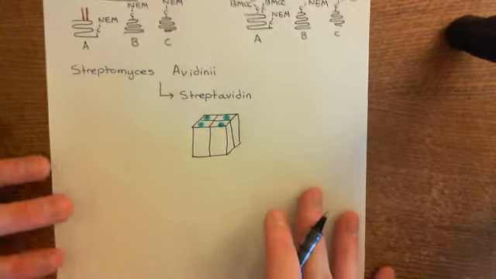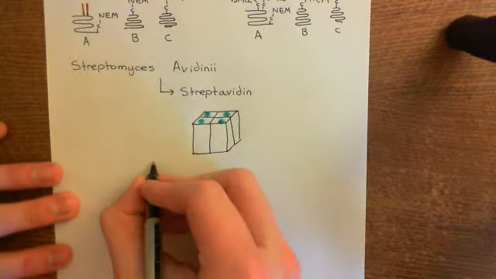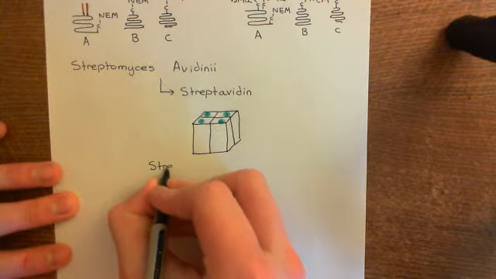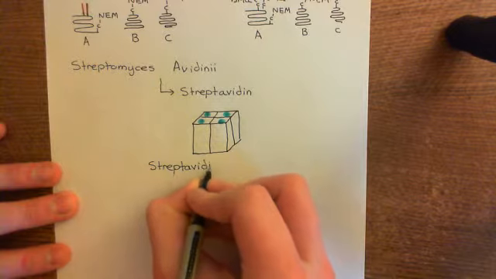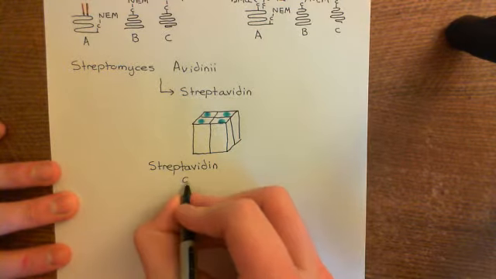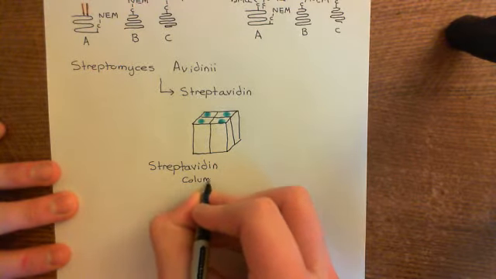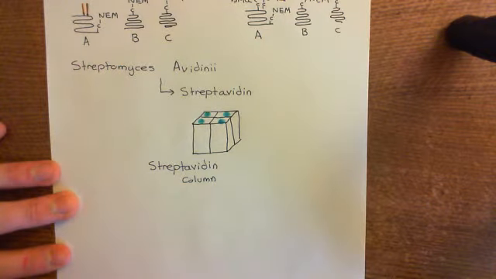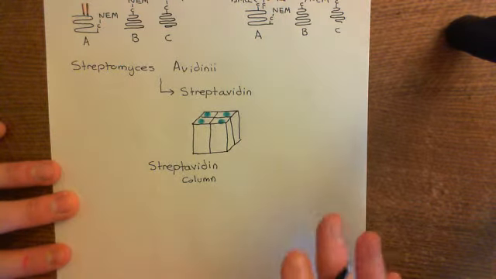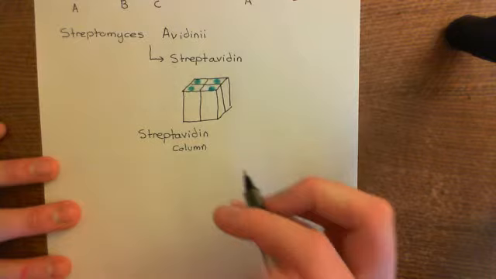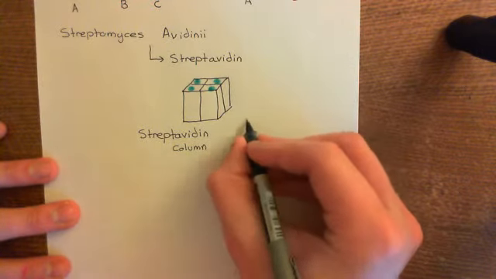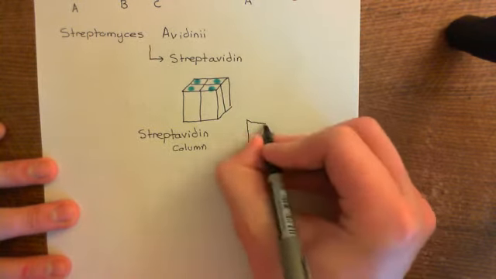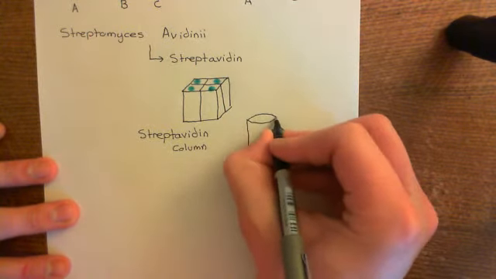So what we do is we create what's known as a streptavidin column, which is basically a column full of tiny little beads. And I don't mean big beads. These are absolutely tiny beads, and these beads have been covered in streptavidin. So basically what we do is we get a tube like so.